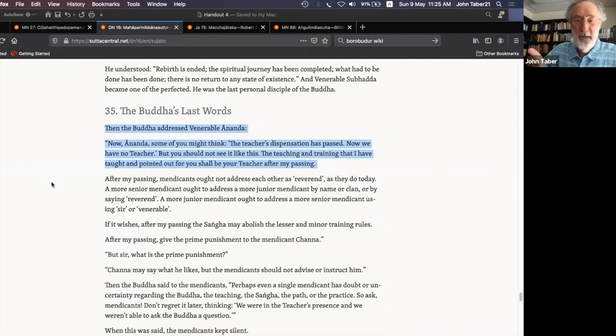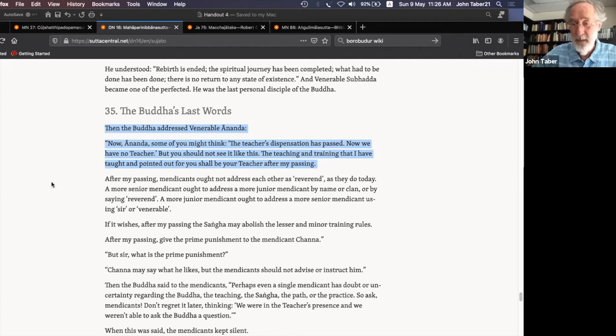The teaching and training that I've taught and pointed out for you shall be your teacher after my passing. So he's talking here, the teaching is the Dhamma, that translates the word Dhamma or Dharma, and the training is the discipline. And so these discourses that I've given, which even at that time were being preserved and handed down, and this discipline, this whole system of practice that I have defined for my followers, that will become your teacher. And you can become awakened by following the words of my discourses and the discipline.